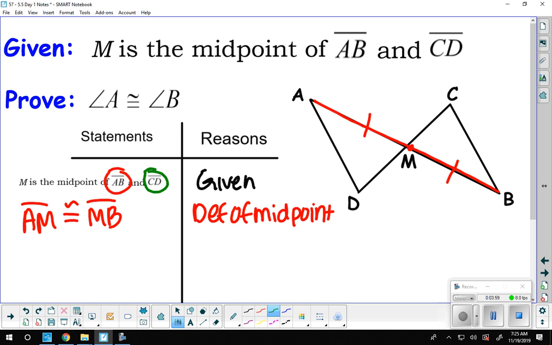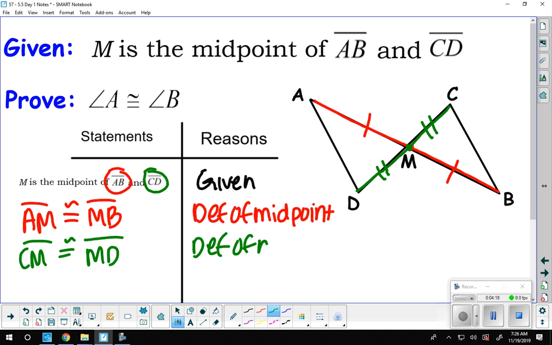So for example here, M is also the midpoint of segment CD. CD goes from C to D. So we know that this half is congruent to this half because M is the midpoint in the middle. So segment CM is congruent to segment MD, again, by the definition of midpoint. So you guys can see that your key word here is midpoint from your given, and that's why we have definition of midpoint here and definition of midpoint here.